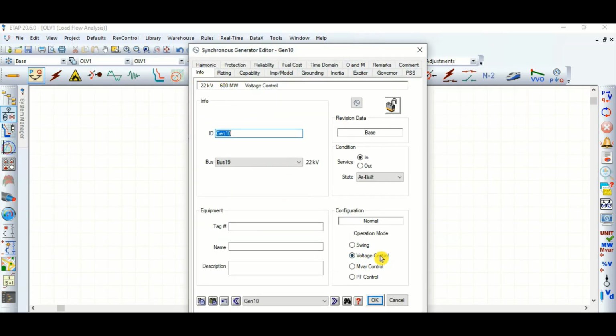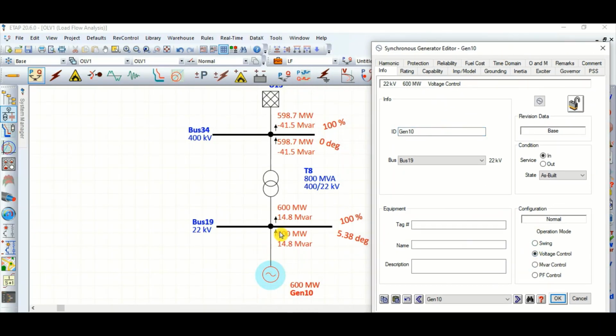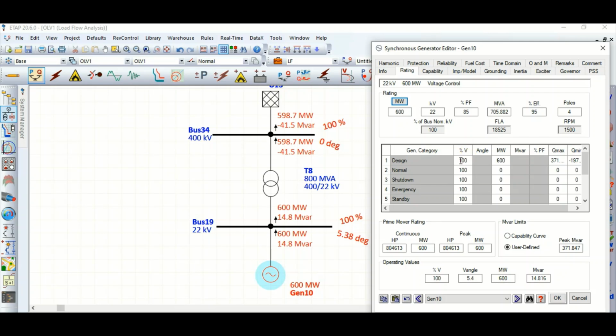Because the generator is in voltage control mode. Voltage control mode means we are forcing the generator to maintain the generator terminal bus voltage at 100%. And why is it 600 megawatt? Because I have given the instruction to generate 600 megawatt real power. At the same time it is generating 14.8 mvar reactive power, whereas the maximum limit is 371 mvar. Why? Because it is just to maintain the generator terminal voltage at 100%.